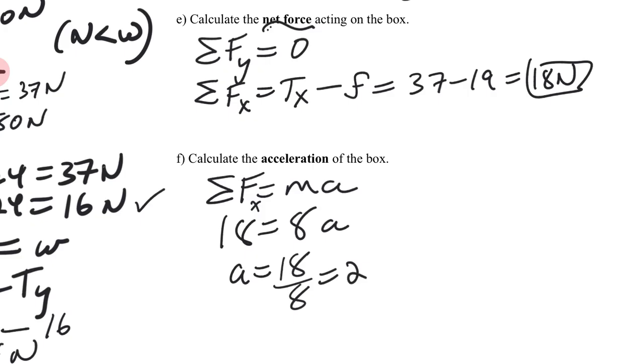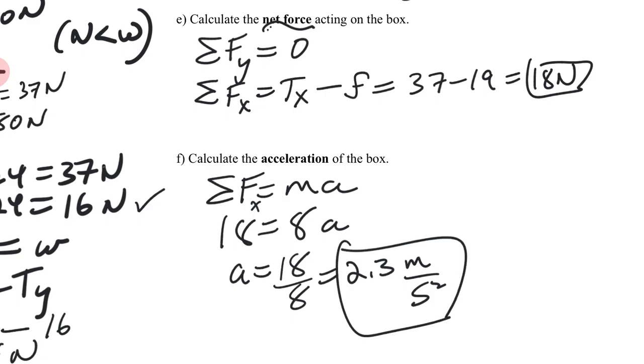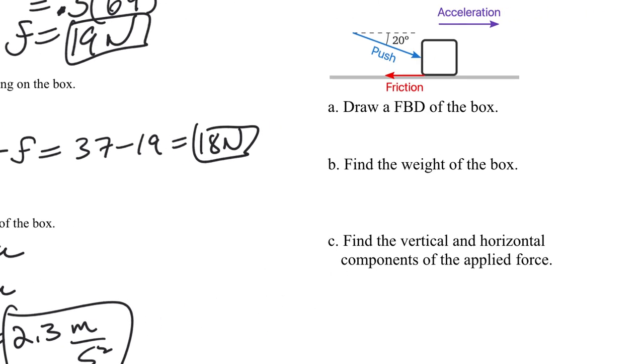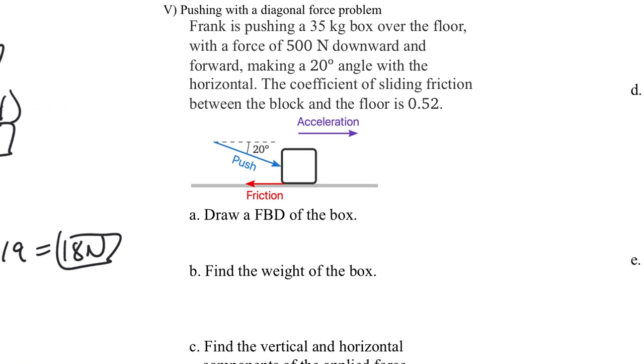2.25. So I'll just say 2.3 meters per second squared. Okay? Now, this last problem is just like that first one, except that the push is downward instead of an upward pull. So that makes it a little different in one little way.